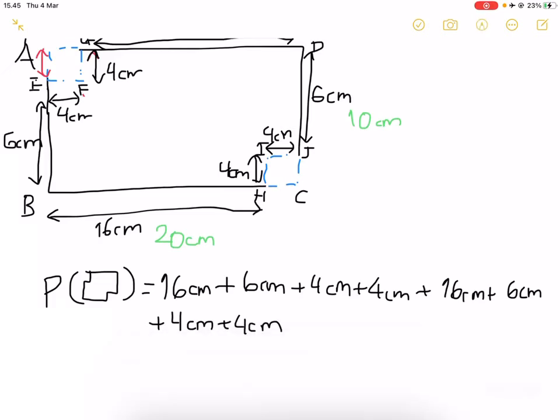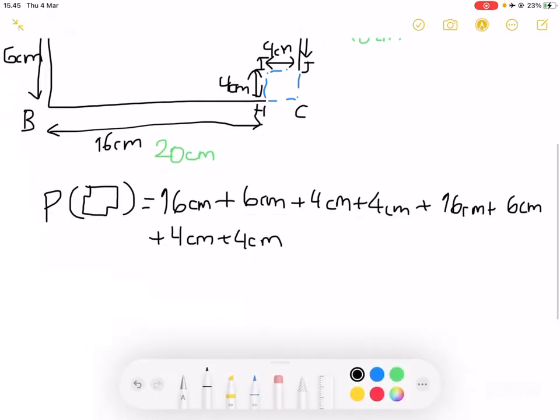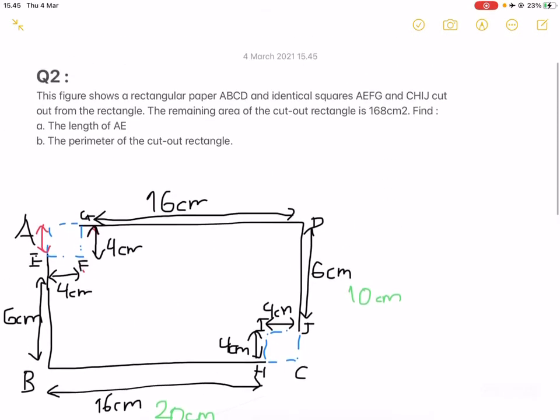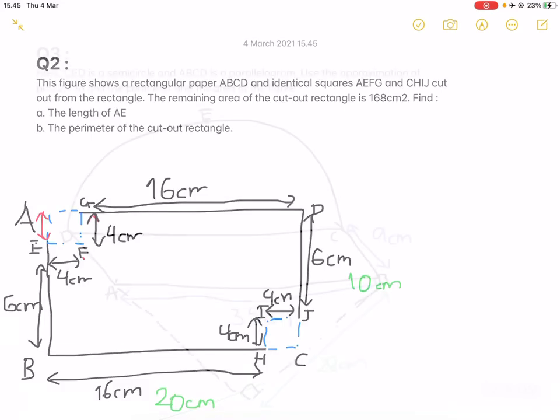Alright, so that's a lot of centimeters right there. So overall, we'll get a result of 60 centimeters. Let's see if I got that correct, and in fact I did. Alright, so the perimeter of this will be 60 centimeters. And that finishes question 2. Let's jump into the third question.